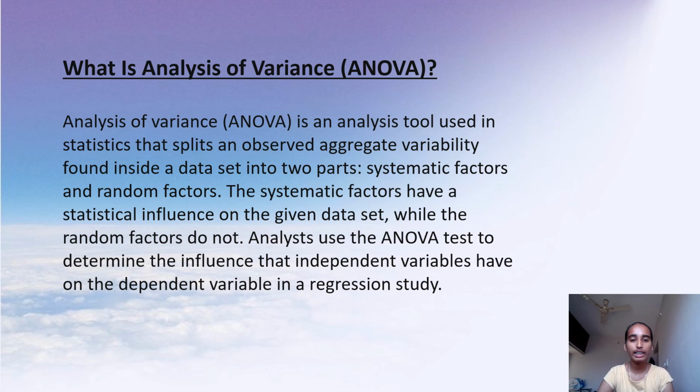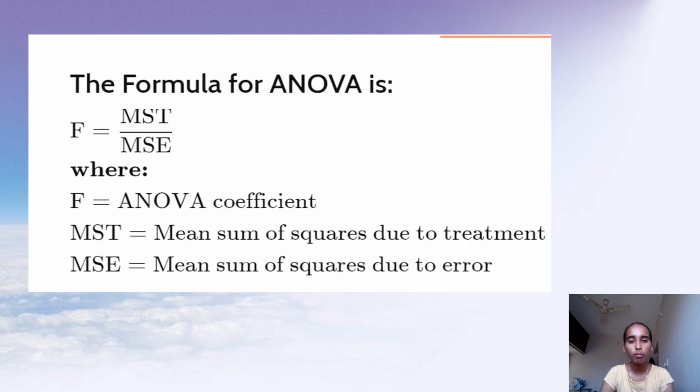Let us study what is analysis of variance. Analysis of variance, or ANOVA, is an analysis tool used in statistics that splits an observed aggregate variability found inside a data set into two parts: systematic factors and random factors. The systematic factors have a statistical influence on the given data set, while the random factors do not. Analysts use the ANOVA test to determine the influence that independent variables have on the dependent variable in a regression study. Let us see the formula for ANOVA.